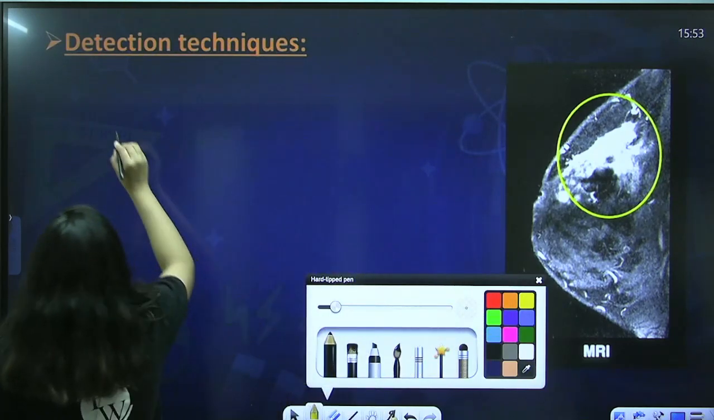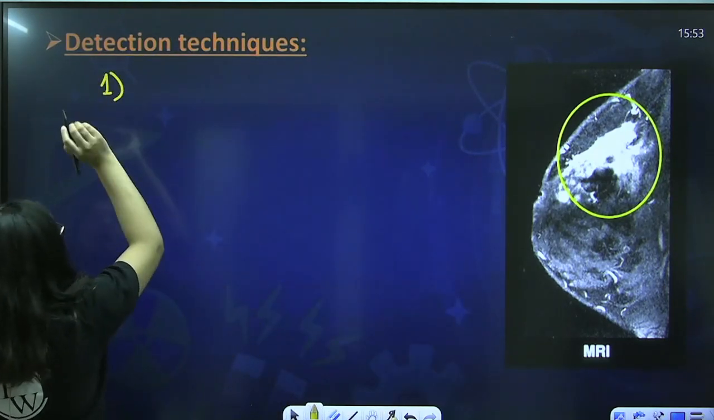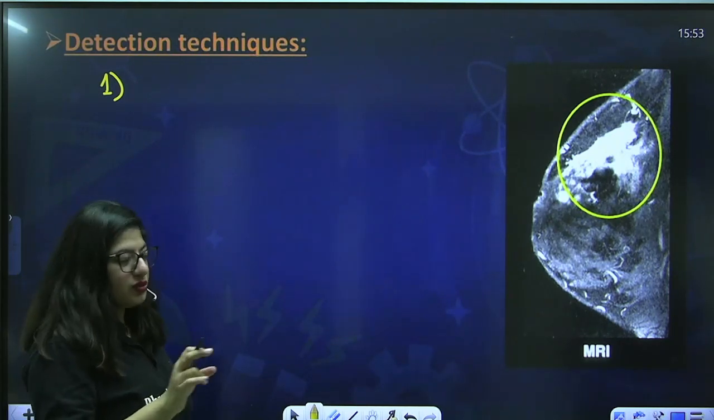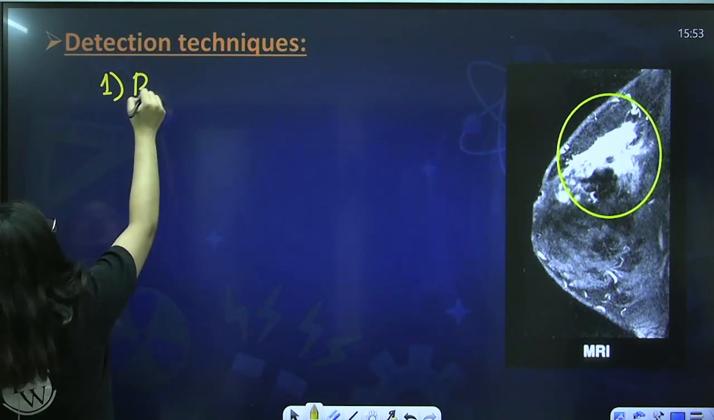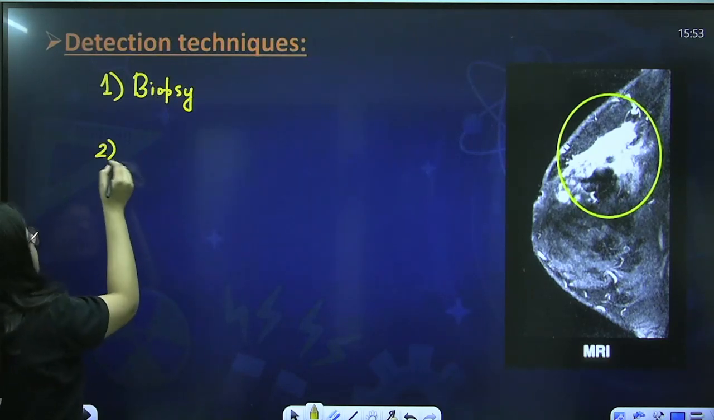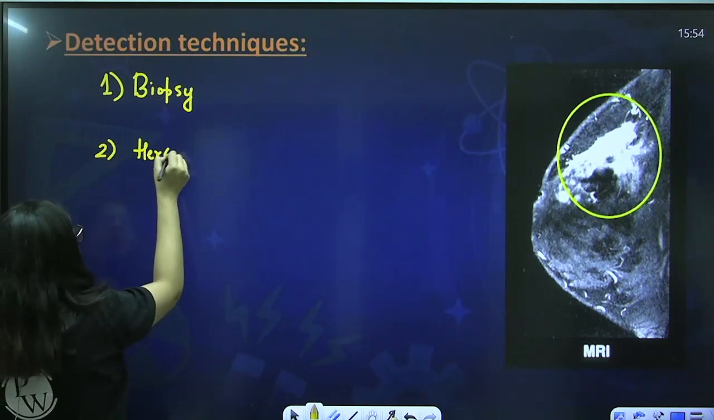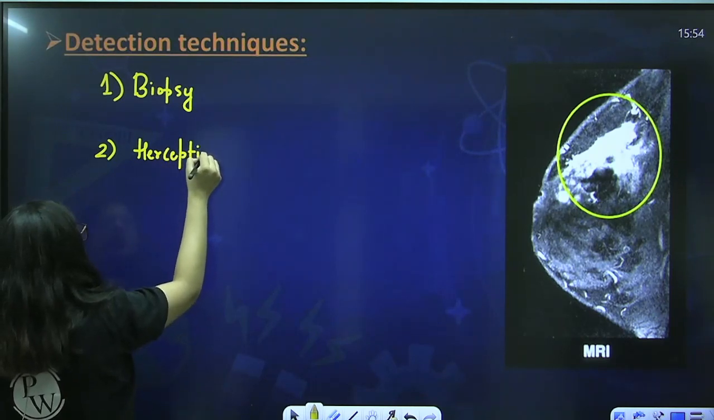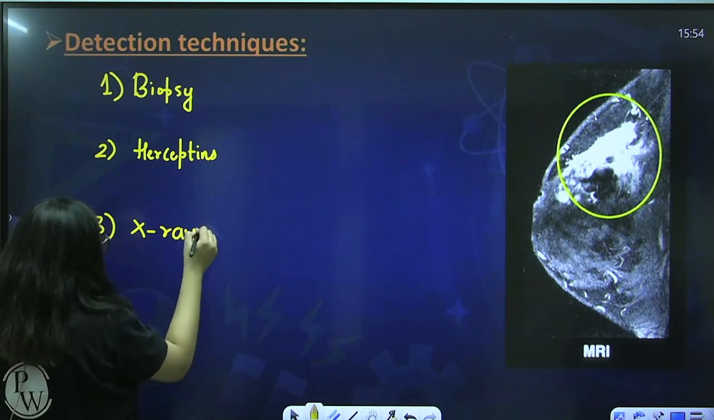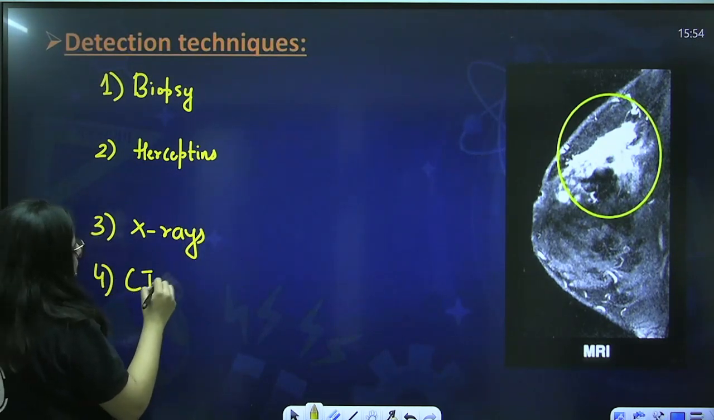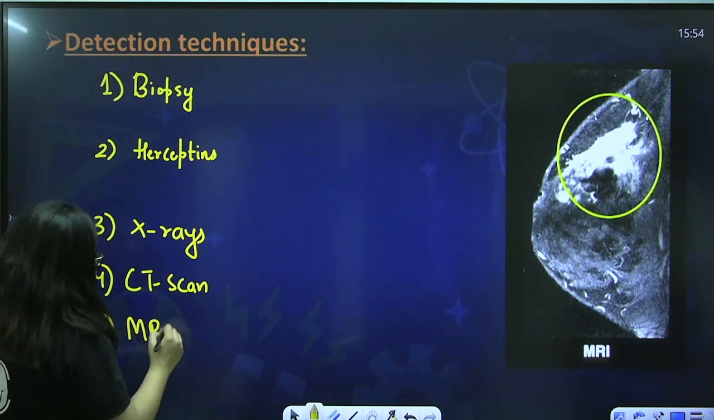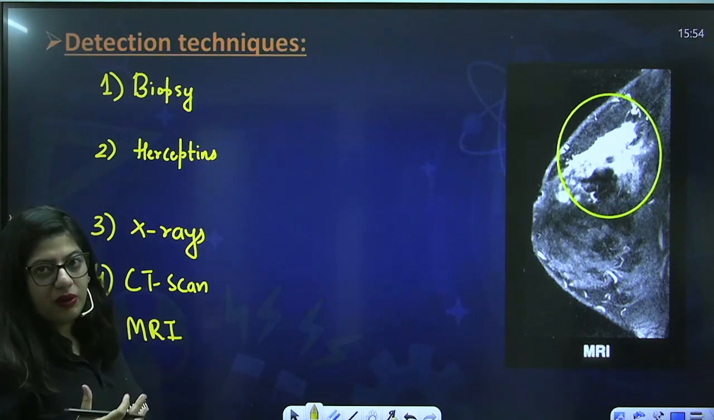I'm not talking about the sequential order, I'm just talking about the types of tests. Okay, so take it that way. First kind of test is biopsy. Second test is Herceptins. Third are the diagnostic tests like X-ray. Fourth is your CT scan. And fifth is your MRI. Let's talk about them one by one.